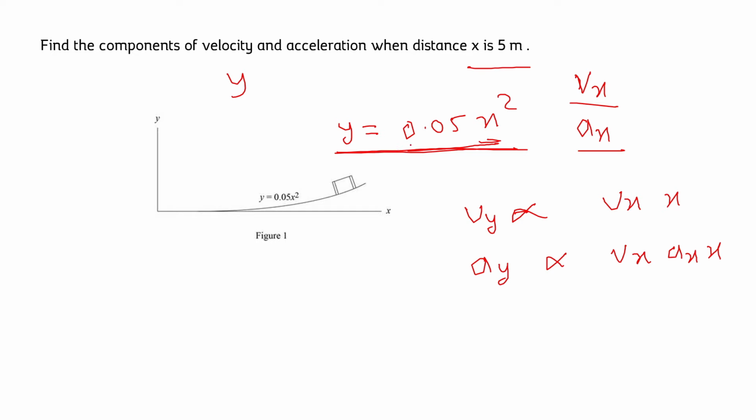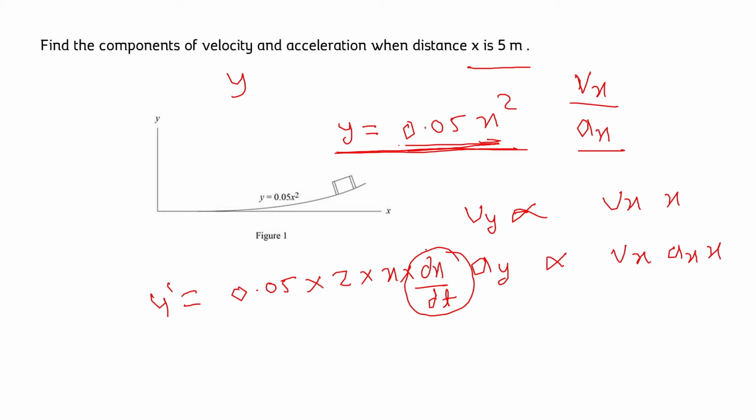First of all, we'll differentiate it with respect to t. Before that, we'll take the normal differentiation. As we can see, we can write y dash equal to 0.05 multiplied with 2 into x multiplied with dx by dt. Here dx by dt represents the velocity of the block in x direction, which is vx. And we'll do the same for finding acceleration in y direction. We will differentiate this function in terms of t. So now let's move forward.